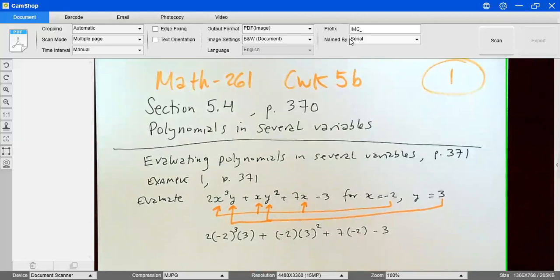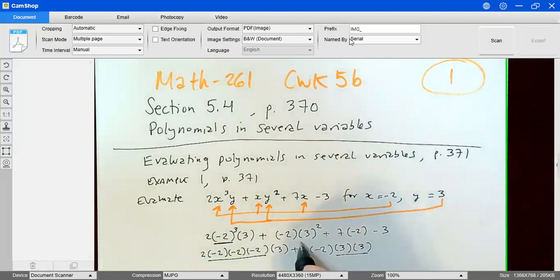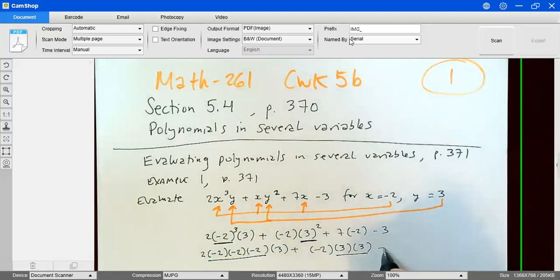So we do the operations in the order that we have learned. So we're going to start with the exponential expression. So we're going to rewrite every exponential expression as a multiplication. So this -2 to the third power is -2 times -2 times -2. Then we have times 3 plus -2, and this square is written as 3 times 3. So this corresponds to this, and then the rest is going to be just the same.